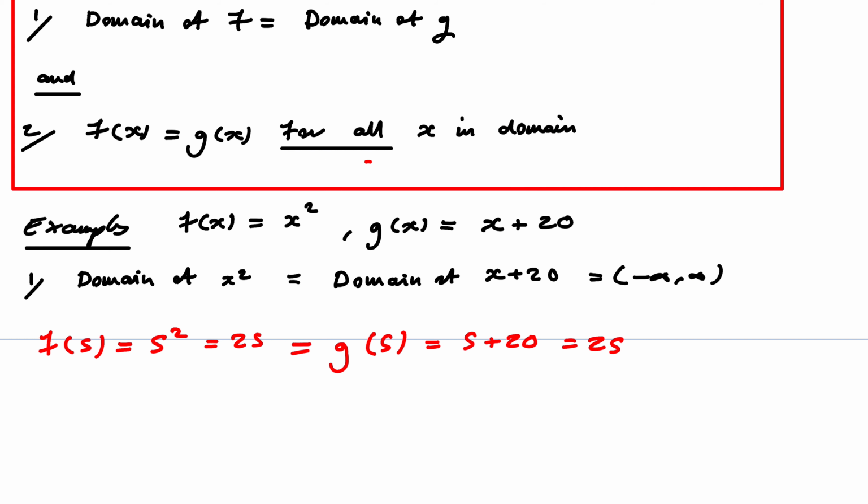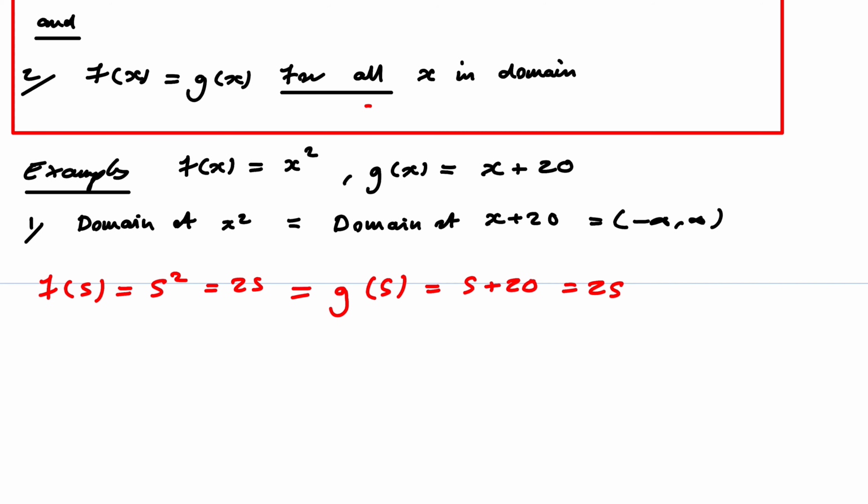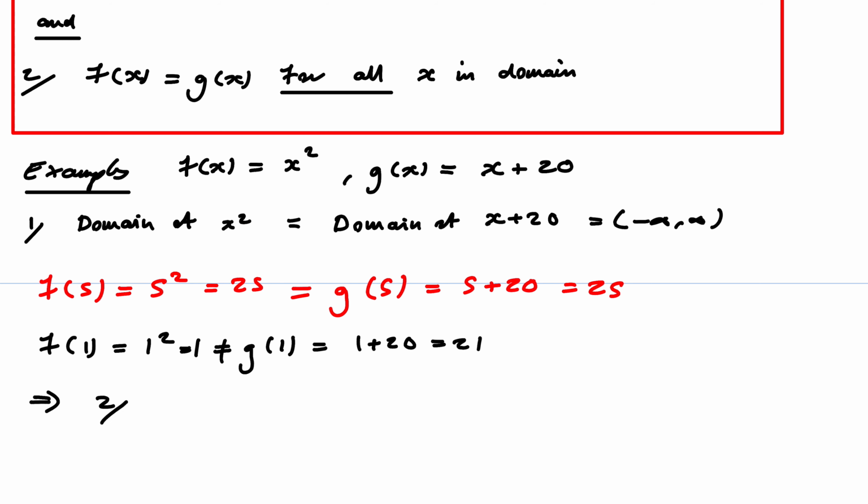Let's do another example. Let's just feed in 1 and see what happens. If I do f of 1, that's equal to 1 squared. If I do g of 1, that's equal to 1 plus 20. So this is, of course, equal to 1. This is equal to 21. They're not equal to each other. So this tells me 2 is not satisfied. It is not true. 2 does not hold. They aren't equal to each other at some point, no good. They've got to be the same absolutely everywhere.